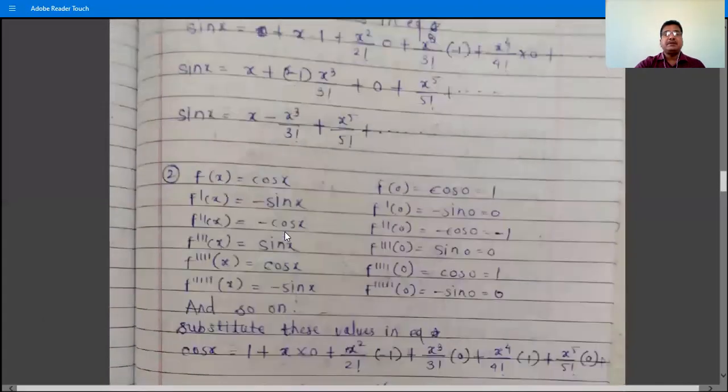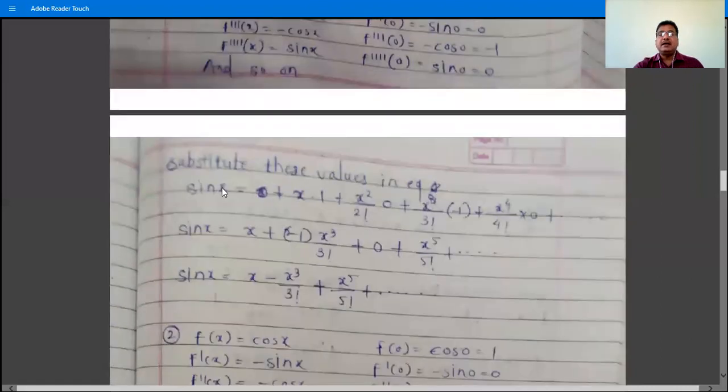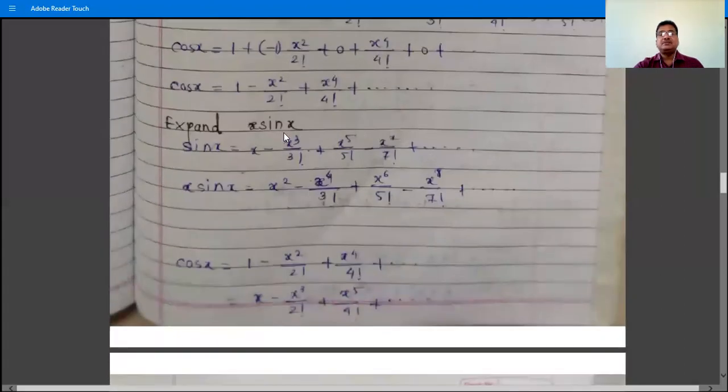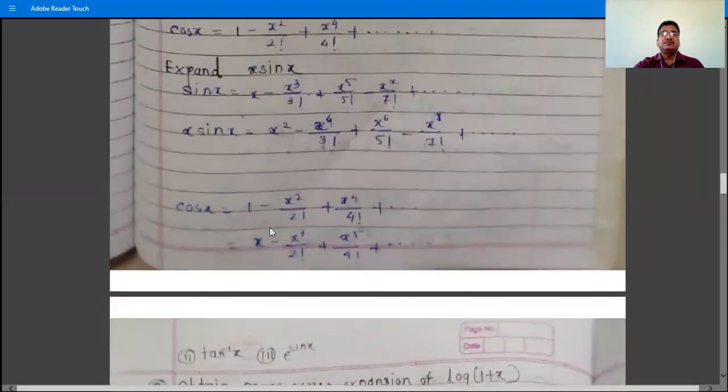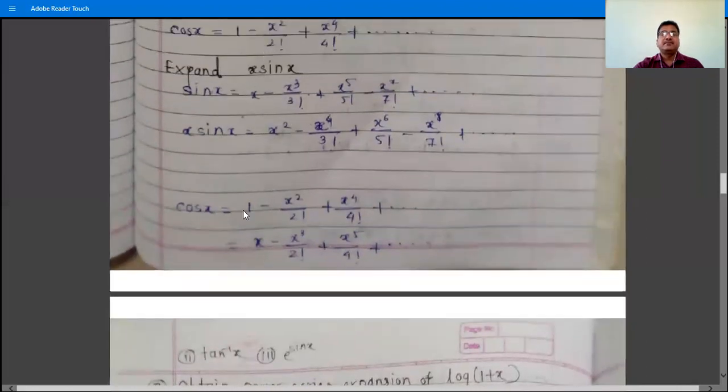Or we can find the expansion of x into sin x by a separate method, that is, apply Maclaurin's theorem. Let f(x) is equal to x into sin x, then find its first order, second order, third order, and fourth order derivatives and the values at 0. Substitute the values, and we have this answer. So we can obtain the expansion of x into sin x by Maclaurin's theorem, or just write the expansion of sin x and multiply by x throughout. We have this answer. A similar method can be used for other functions.